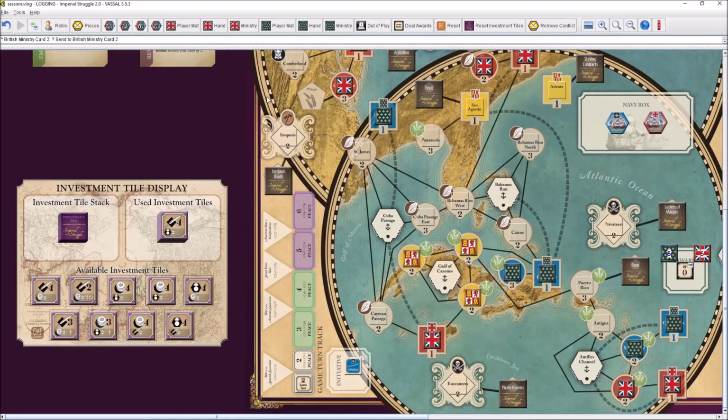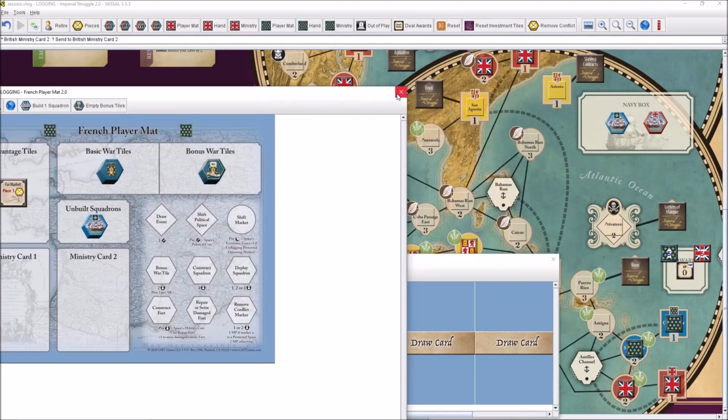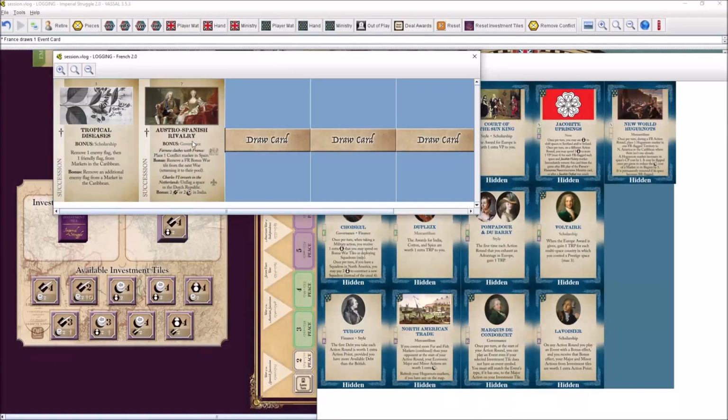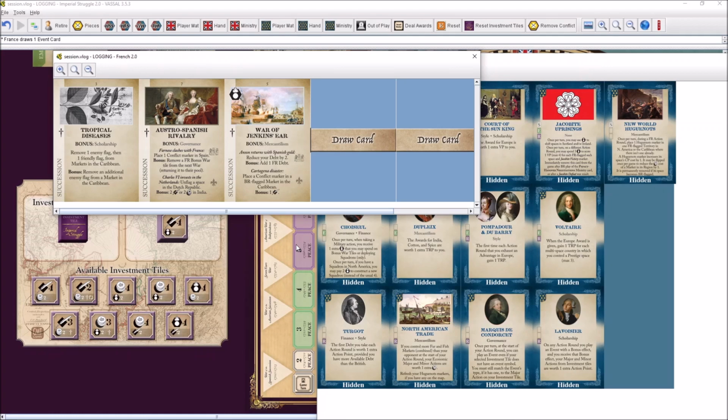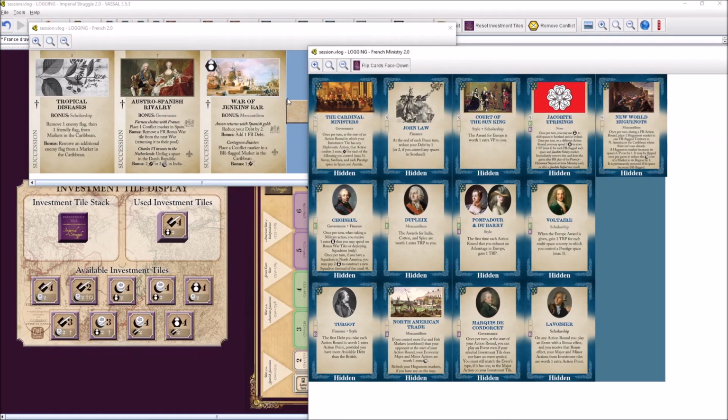And now let's have a look at French, what they will get. Not hand, of course, but ministry cards. Okay, let's start with French. 3 events. You see, this event will not be played. It has symbol of military points, and we don't have any military event, so we should not bother with this actually. We have possibility to play tropical disease, which has bonus with scholarship, and Austro-Spanish rivalry with governance.